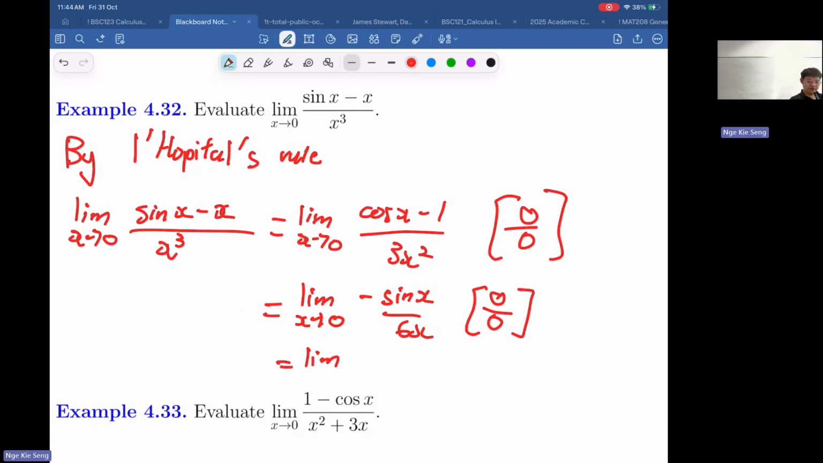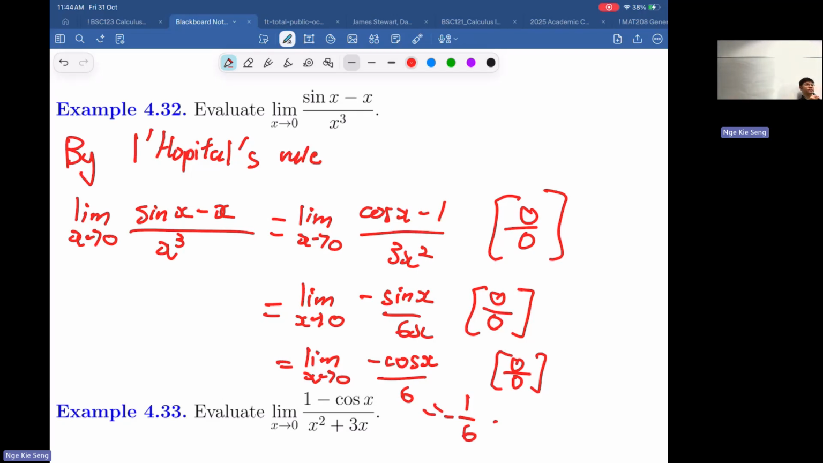And next, what do you get? Can we compute the limit already? Not yet, because sine 0 is 0, and 6 times 0 is 0. Again, another intermediate form. So we could get minus cos x over 6. Only then will you get minus 1 over 6.